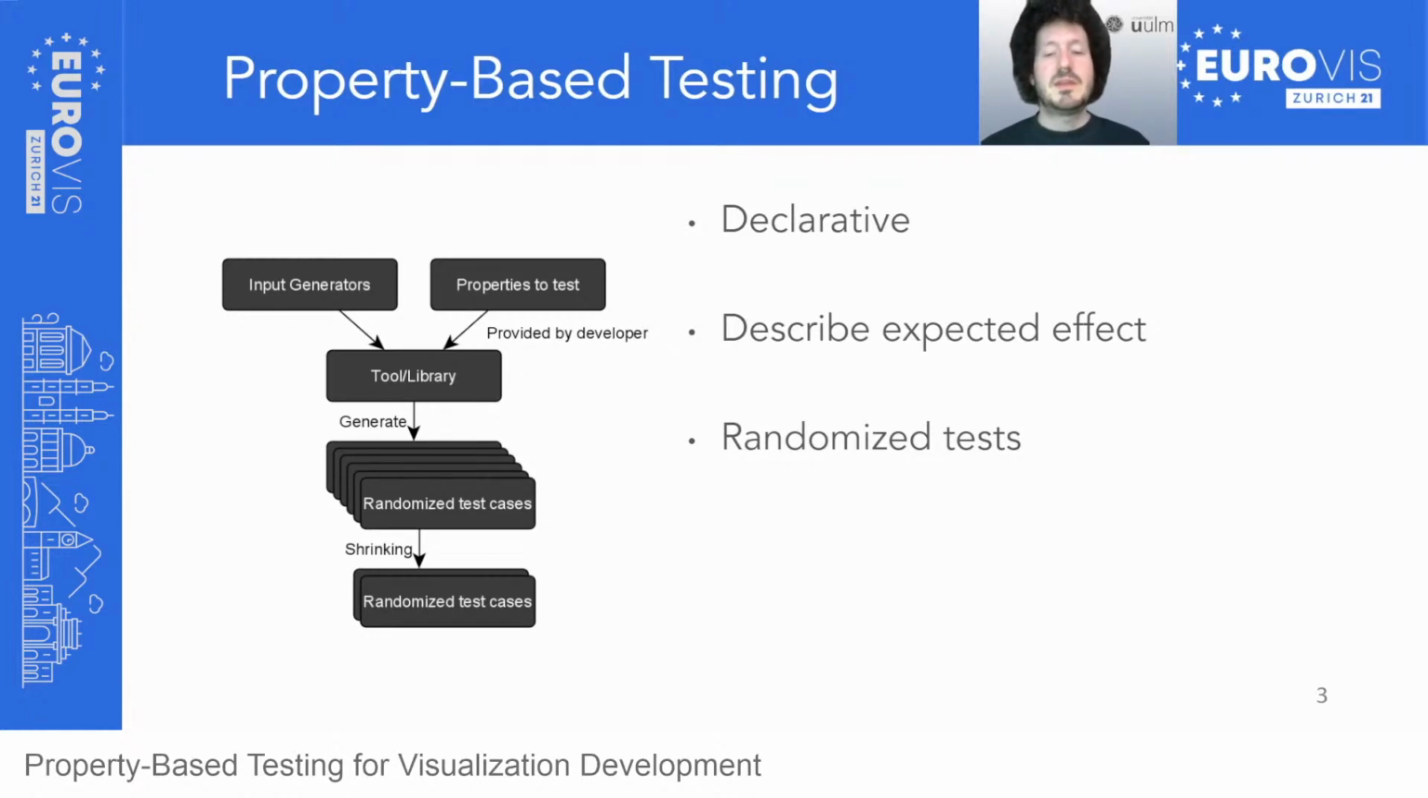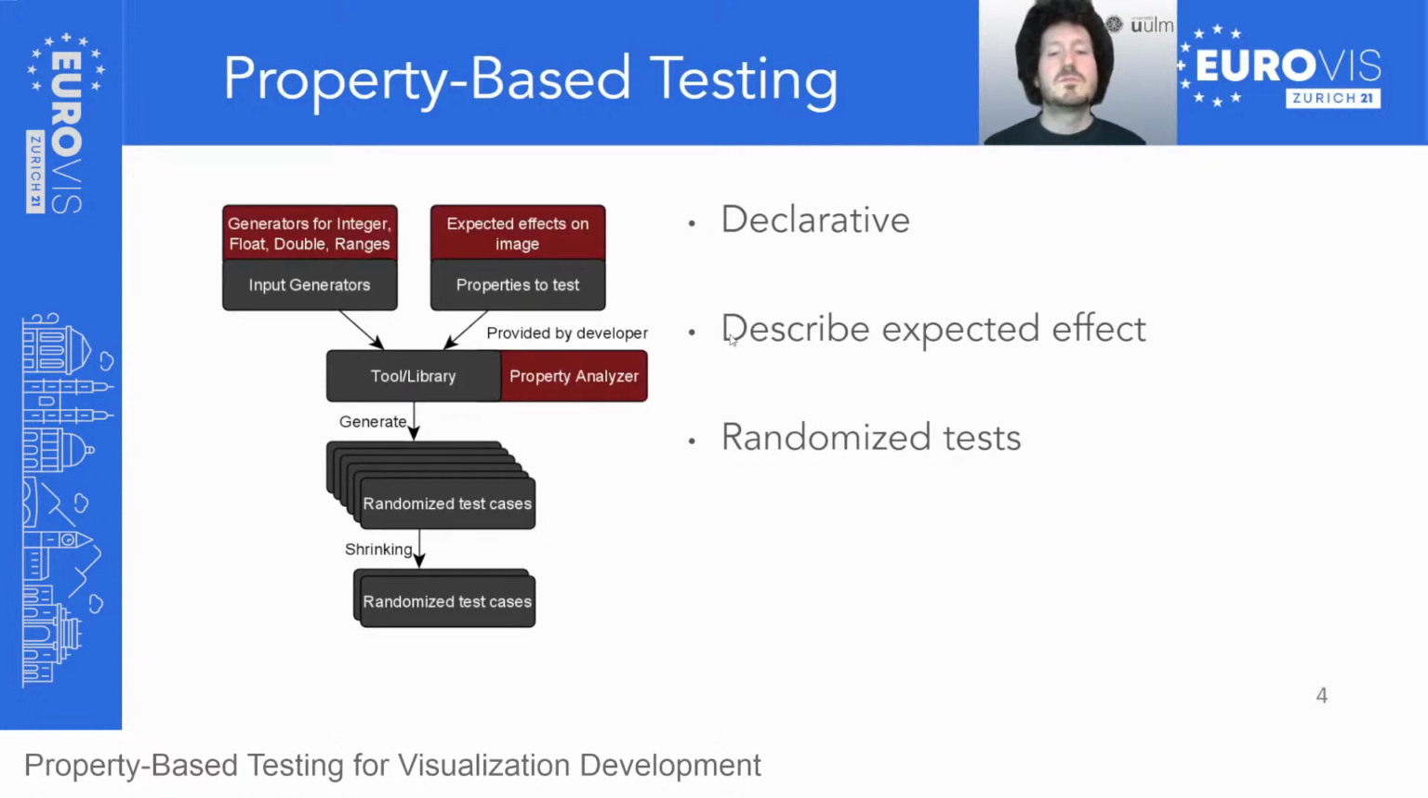But let me explain property-based testing by an example. Imagine a sorting algorithm for lists. One obvious effect we would expect from our sorting algorithm is that its output should be a sorted list. Another effect we would expect is that the sorted list should contain the same elements as the original list.